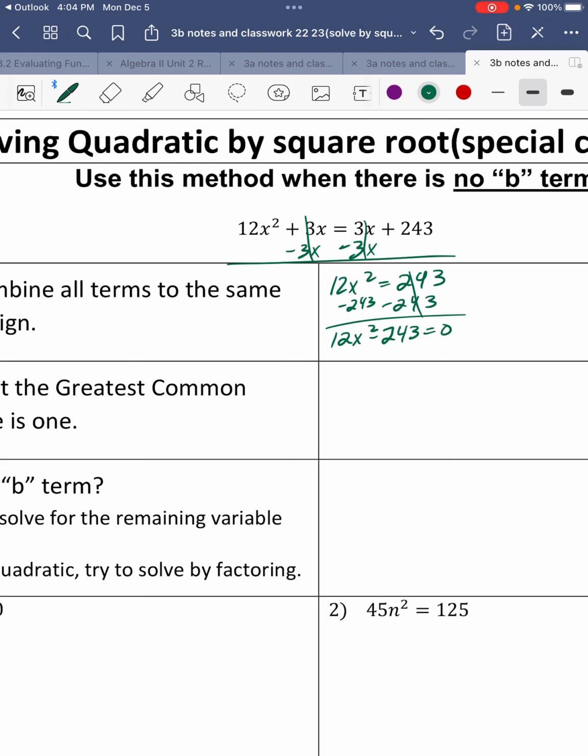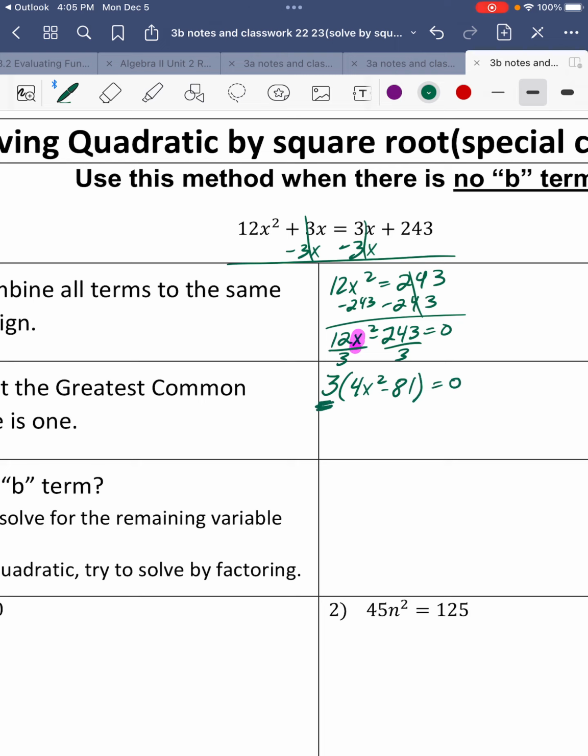I see that we have one variable in the problem, and so I can solve it by the square root method, which is going to be a lot faster. There's no other terms with variables. Then I look for the greatest common factor. The greatest common factor here is 3, so I'm going to divide each term by 3. So it's 3 times 4x squared minus 81 equals 0.